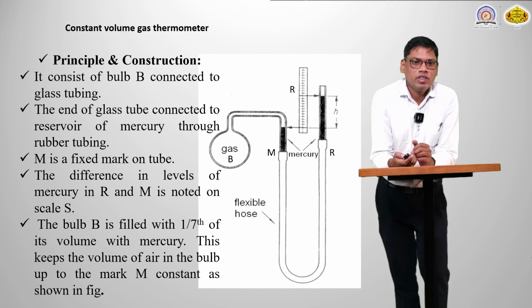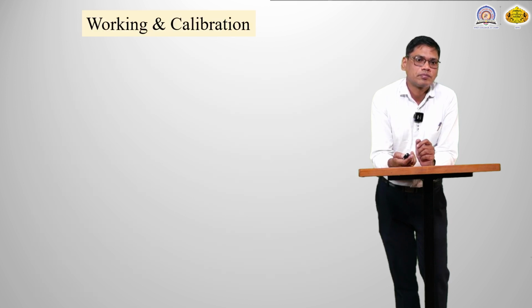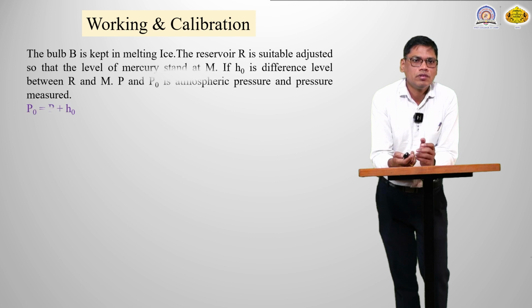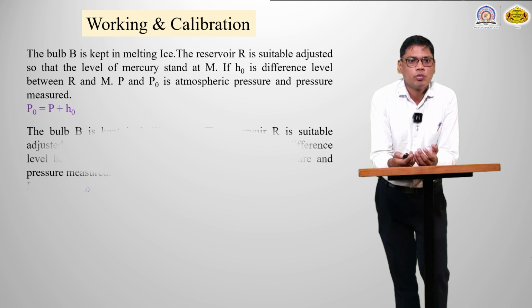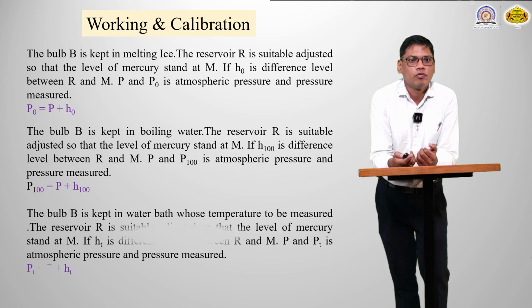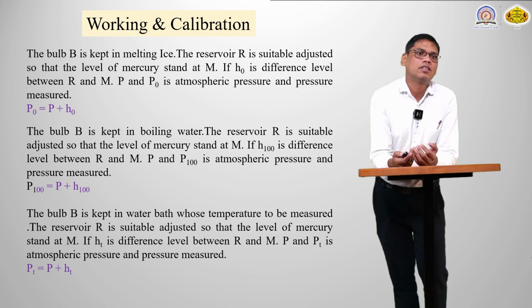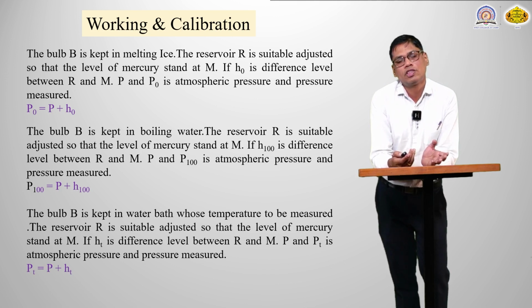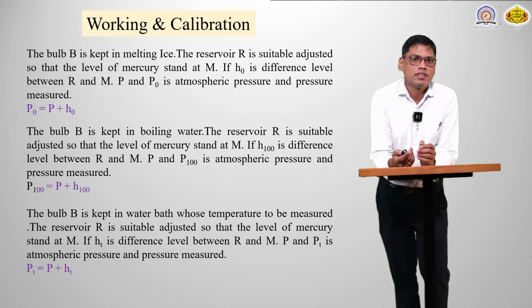The bulb B is filled with air, and this gives the volume of air in the bulb up to the mark M, which is kept constant as shown in the figure. Now, working and calibration. For calibrating this thermometer, we first take the bulb B in melting ice, and the reservoir R is suitably adjusted so that the level of mercury stands at M.